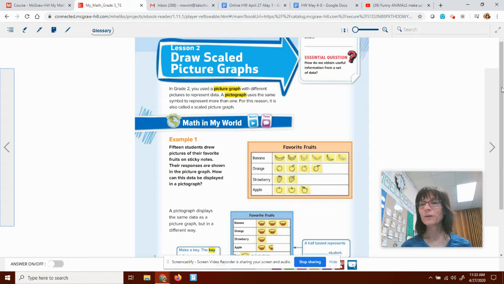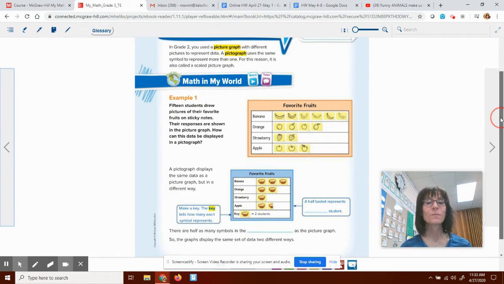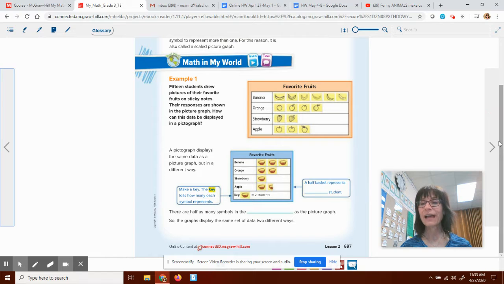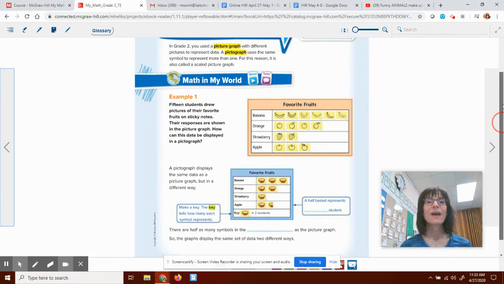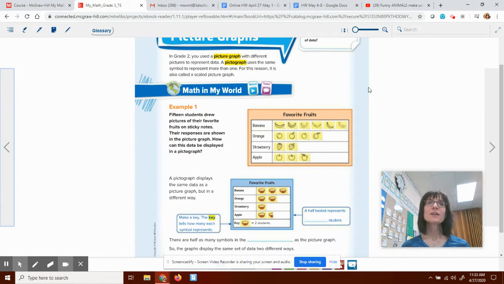Today, my friends, we are going to do lesson 2. We are on page 697. In second grade, you talked about picture graphs with different pictures to represent the data. Today, we're going to do something called a pictograph. It uses the same symbol to represent more than one. For this reason, it's called a scaled picture graph.